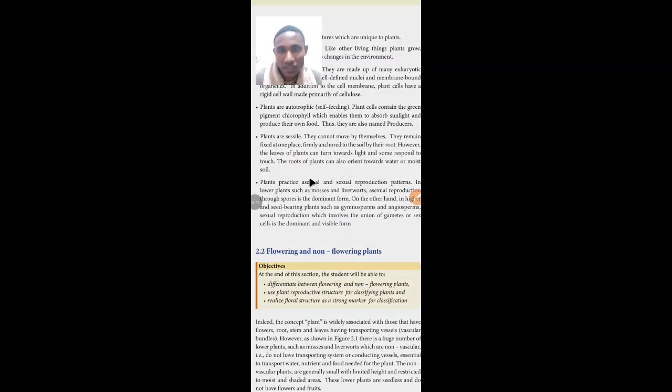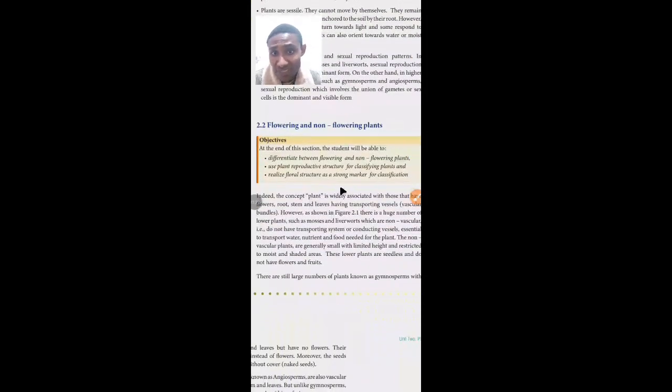Next, plants can reproduce by sexual and asexual methods of reproduction. That's because mosses and liverworts, which are lower plants that can survive in moist areas, are most probably reproduced asexually by using spores, but the higher organisms, angiosperms and gymnosperms, can reproduce sexually. So let's proceed to the next section, which is 2.2, flowering and non-flowering plants.